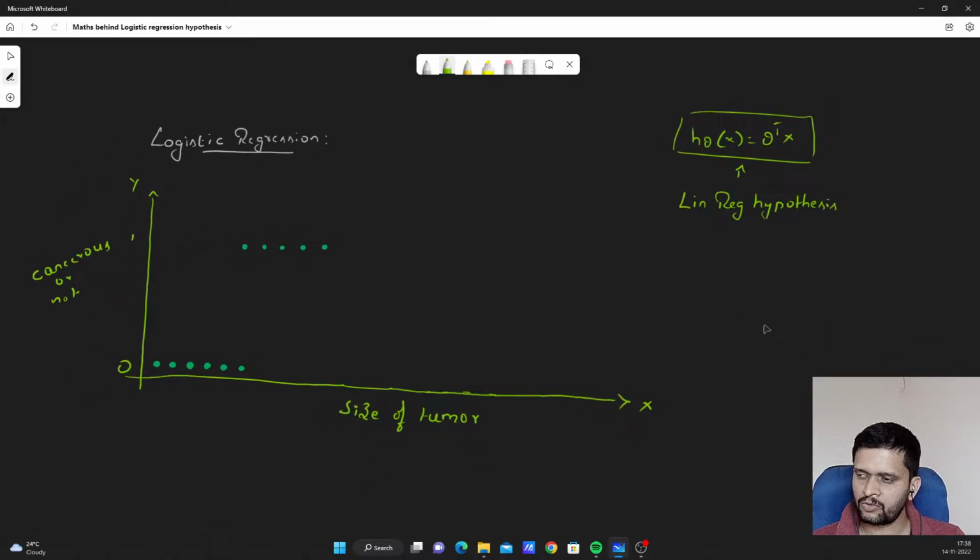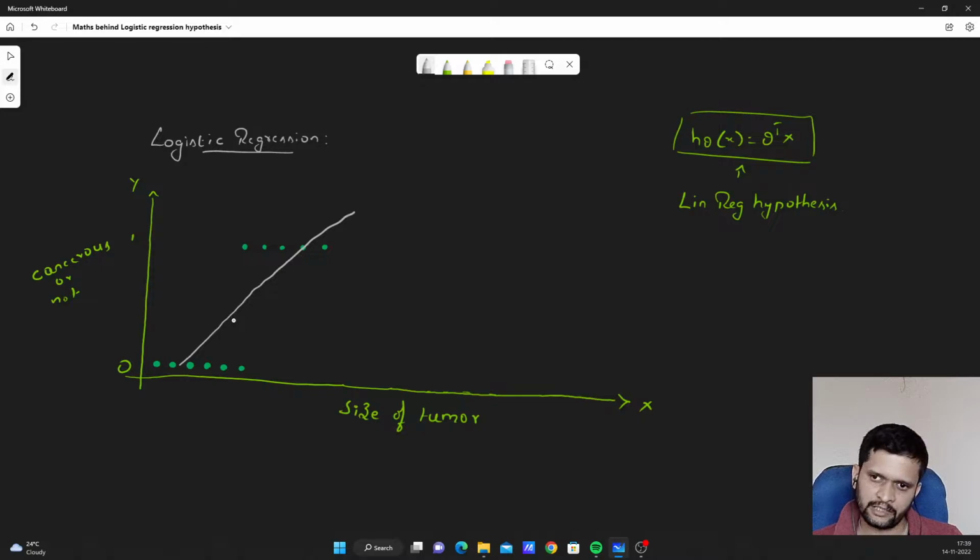So what happens if we just apply this theta transpose x on this particular data set, which looks like this? These are the points which are classified as not having cancer, and these are the points which are having cancer. We are still not up to classification. These are the actual data points that we have. Now, using this hypothesis theta transpose x, if I fit a straight line to these points, the straight line would look something like this.